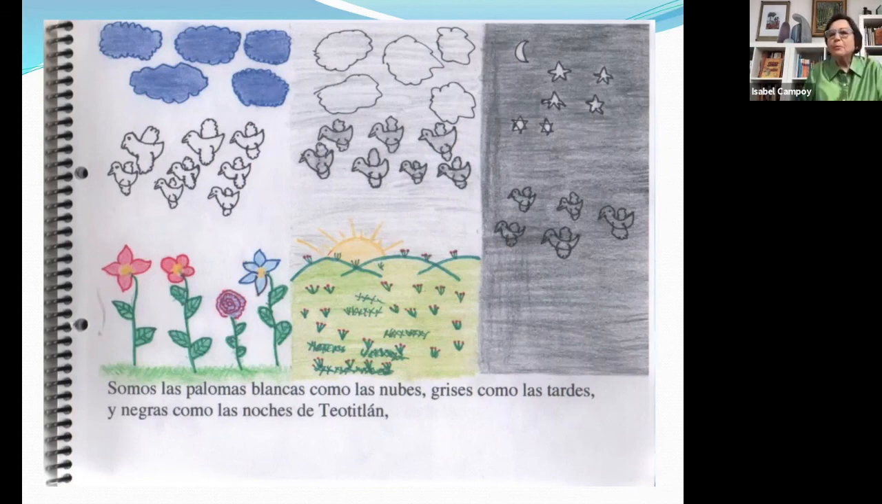Sometimes people find that that first step is so difficult, and we want to make sure they understand how very simple it can be. So we are going to pass, because of course the teacher writes the book, reads it to the student, and the student writes their own "I am." This is a page in which the children were describing that they are like palomas blancas como las nubes, grises como las tardes, y negras como las noches de Teotitlán.